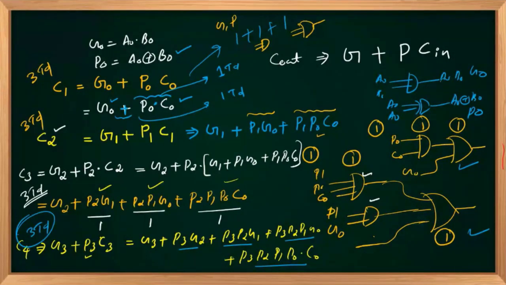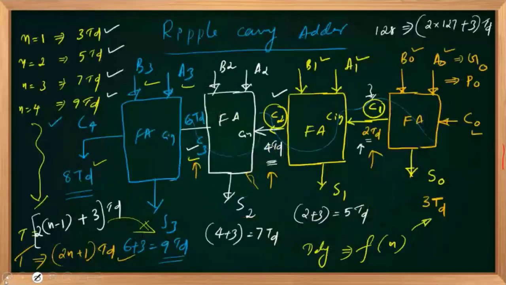Then the obvious question is, what is the size of the logic gates required? Here we were trying to add how many digits? 4 digits, corresponding to C1, C2, C3, and C4. And C4 is called carry out or overflow.